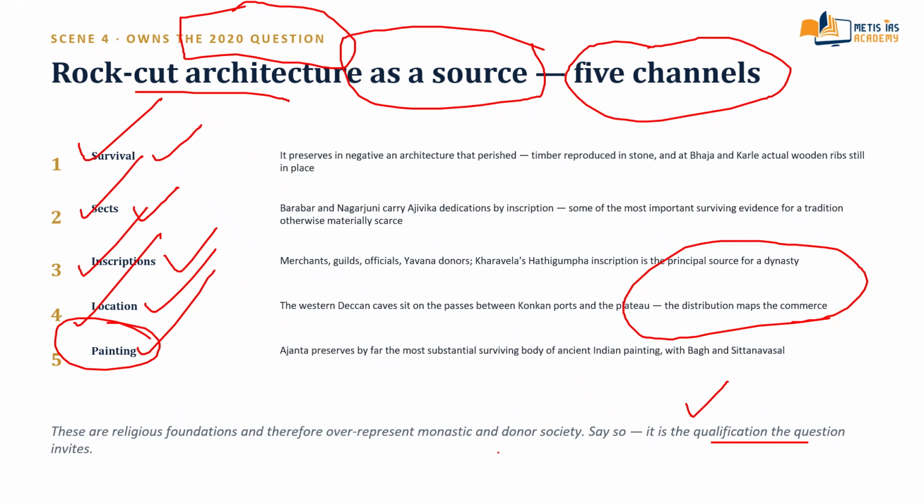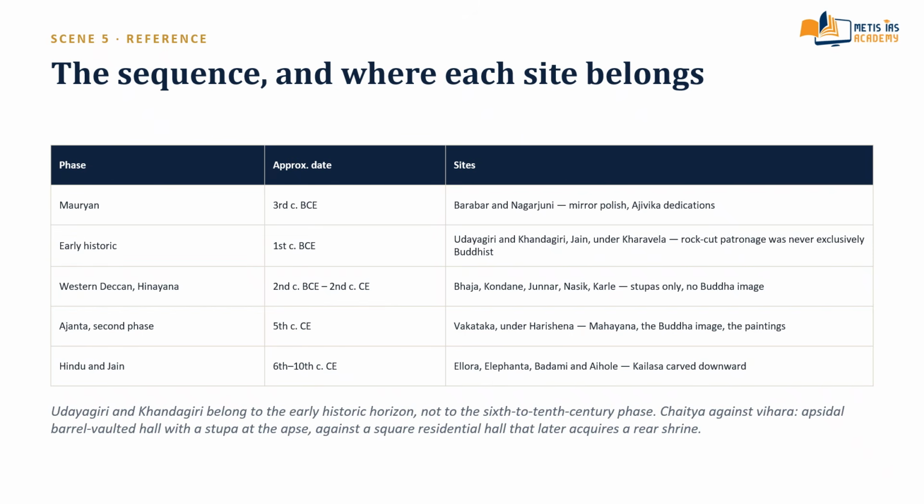Then we are moving to the sequence in stone. Now, we have to compress the two words first, because candidates confuse them instantly. That is a Chaitya Griha. A Chaitya Griha is a prayer hall, apsidal in plan, barrel vaulted, with a stupa standing at the apse, colonnaded aisles for circumambulation, and a horseshoe Chaitya window, the gavaksha over the entrance admitting light onto the stupa.